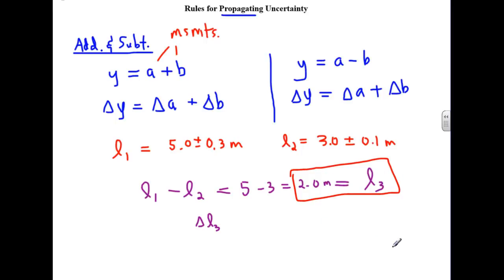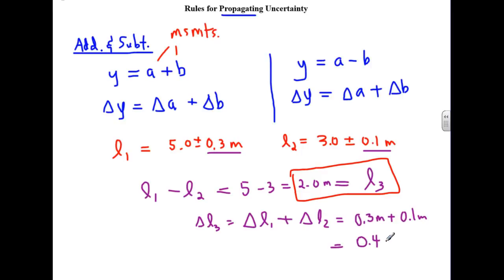What's its absolute uncertainty? Well, the rule says take the absolute uncertainty in L1, add it to the absolute uncertainty in L2. So it's 0.3 meters plus 0.1 meters, and that gives 0.4 meters. And it's absolute uncertainty, so we should write plus or minus, like that. There we are. If you had added L1 with L2, you would get a different value for L3, but the uncertainty would still be the same.